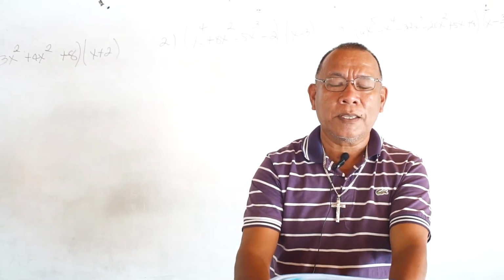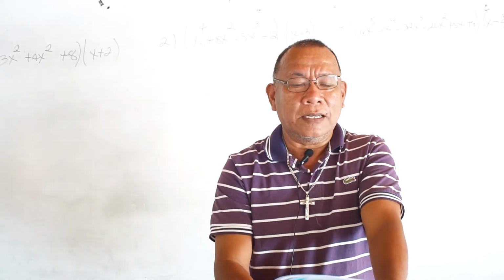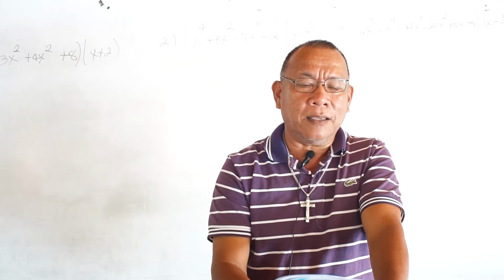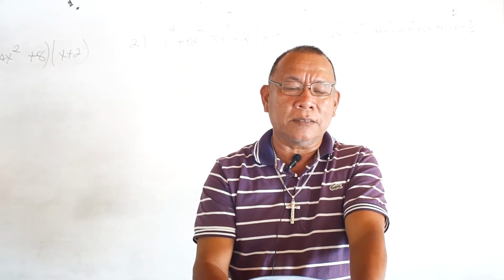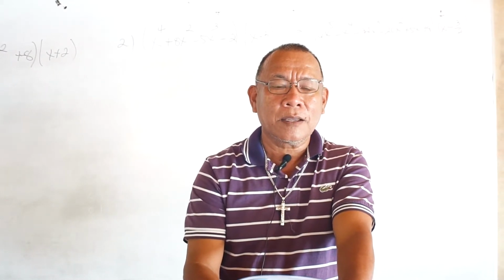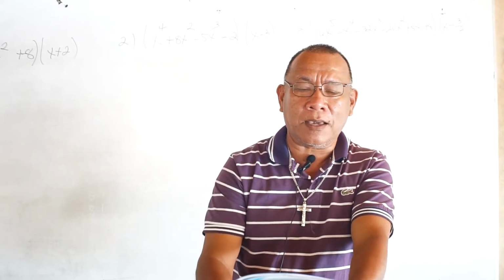Step number 4, repeat the procedure described in step 3 until the last number in the third row is obtained. Then step number 5, write the quotient. Note that the degree of q of x is 1 less than the degree of p of x. The entries in the third row give the coefficients of q of x and the remainder r.